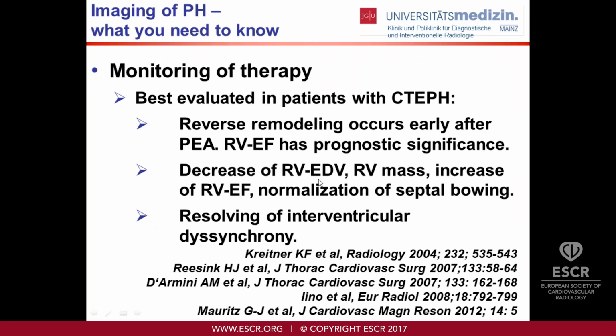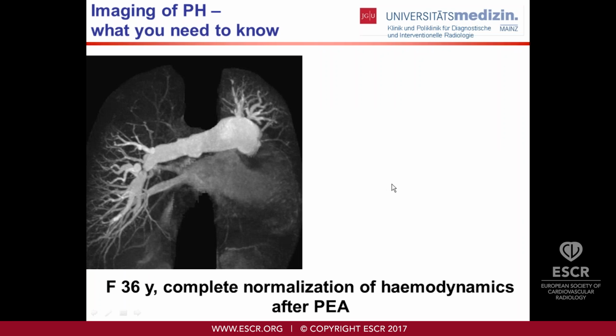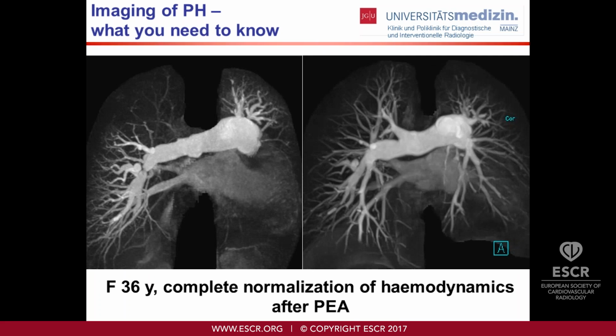And this is the same patient with a cine imaging in the 4-chamber view, where you can see this tremendous reduction in size of the right ventricle. There is no paradoxical movement of the interventricular septum. This is very impressive, and I think for monitoring of the disease and for monitoring of the success of the therapy, MR imaging is very convenient.